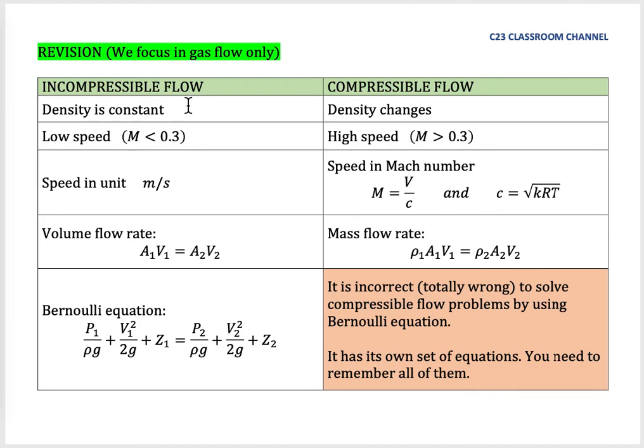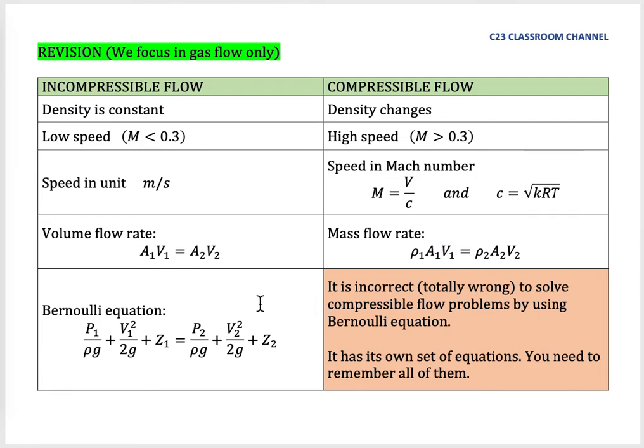And then in incompressible flow, we are using volume flow rate: A1 V1 is equal to A2 V2, and the unit is meter cubed per second. However, in compressible flow, because the density changes, we need to put a term of density in our continuity equation. So we must use mass flow rate. The equation is rho 1 A1 V1 equals rho 2 A2 V2, where rho is the density, A is the cross-section, and V is the velocity of the fluid.